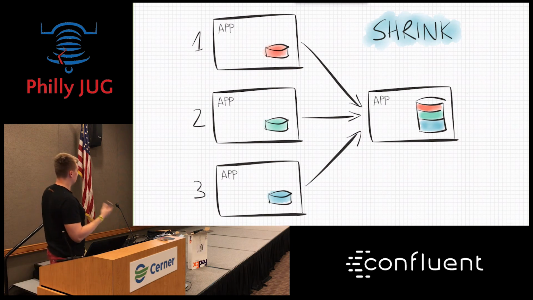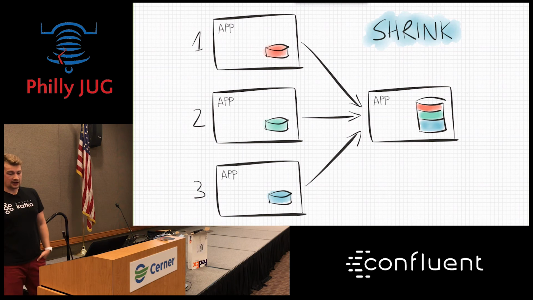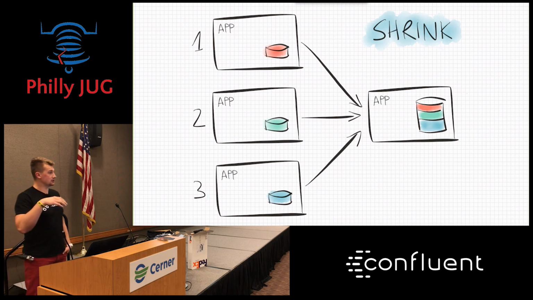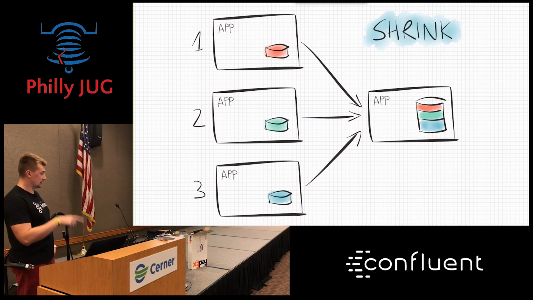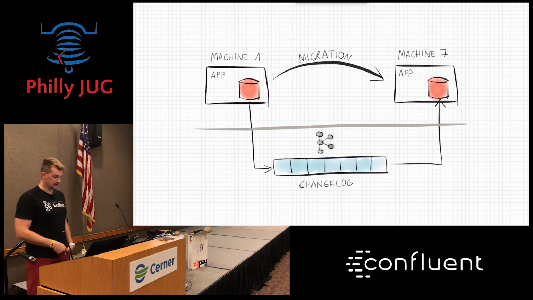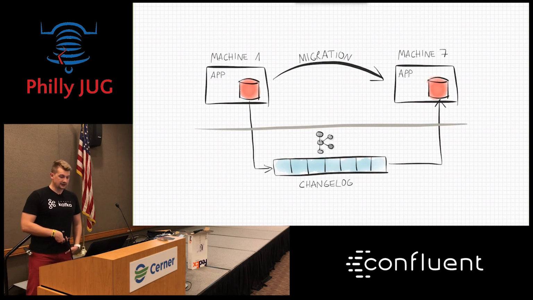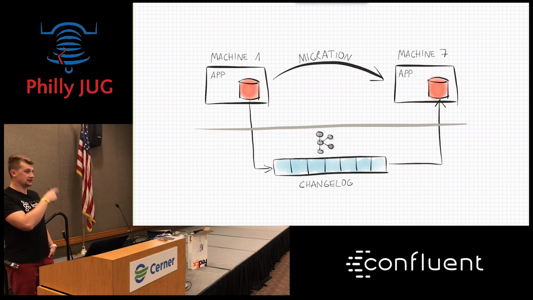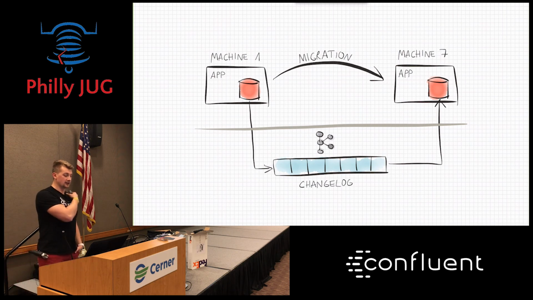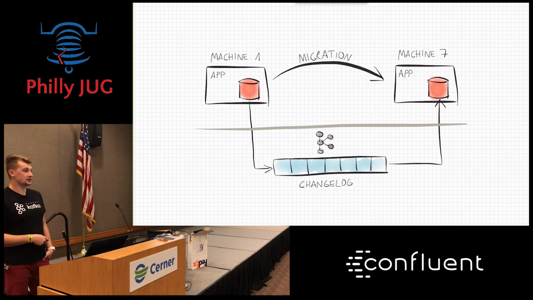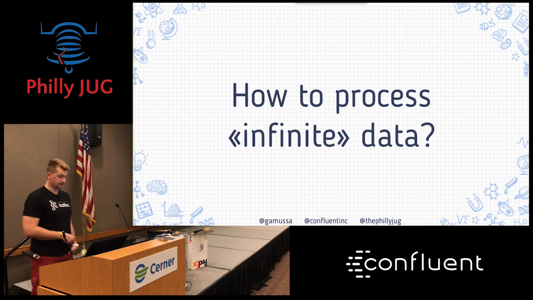For example, you did this computation for Black Friday, and now demand goes down, so you don't need to pay for expensive hardware. You can shrink it down, and Kafka Streams supports this use case as well. Plus, there's a changelog, a special topic that contains information about what happens in your application. So if one application fails, another application can take over by reading this changelog.